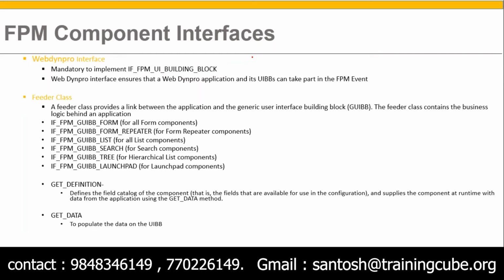Now, that feeder class has to implement the feeder class interface. If it is a form, it's a form interface. If it's a list, it's a list interface. And every interface will have these two methods, get definition and get data. Get definition is a method which you use to populate the field catalog, and get data is a method which is used to populate the data records, to fetch the records from the database and present them on a UI.